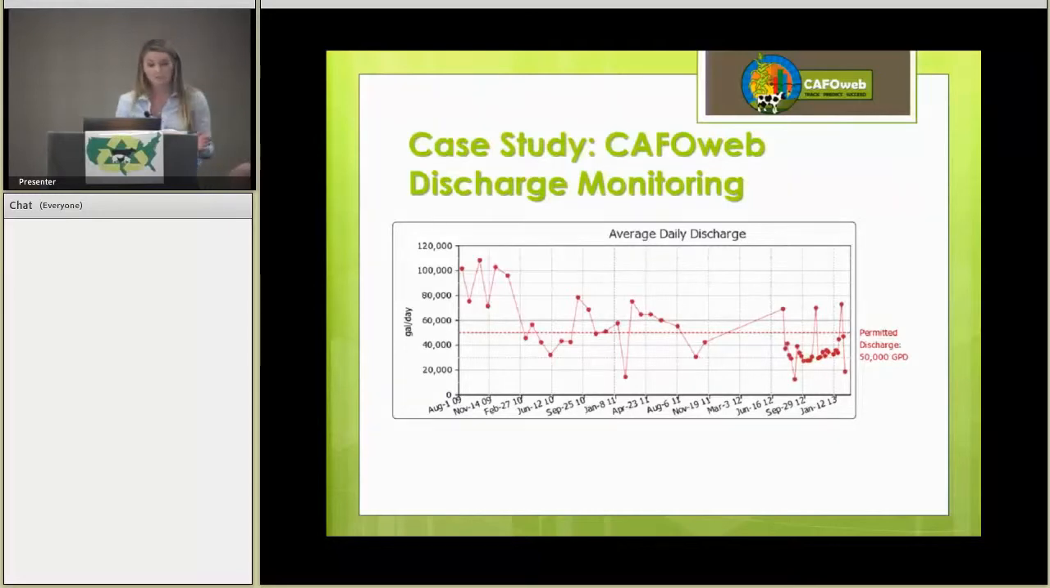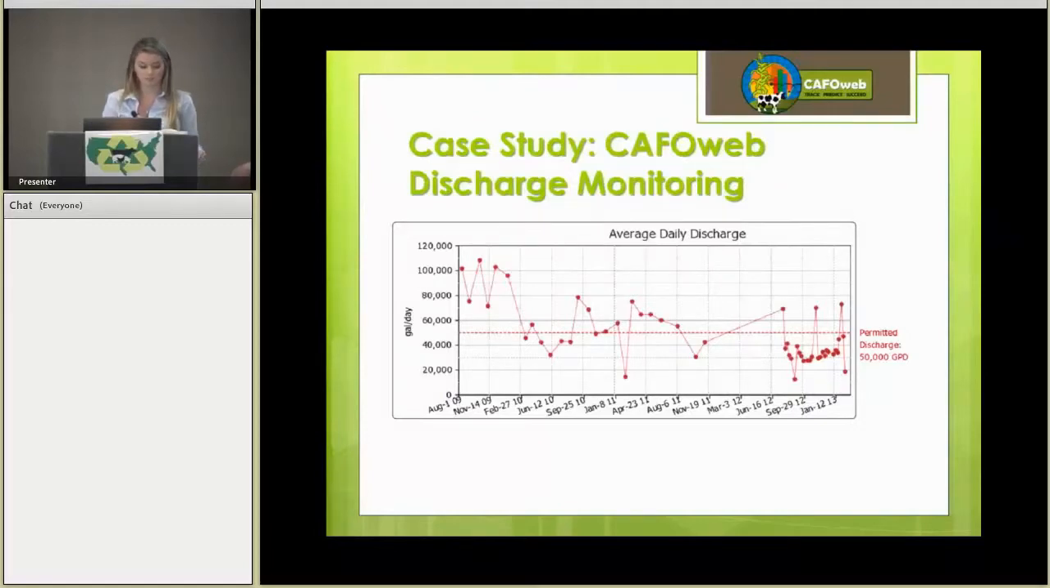Now that the dairyman has CAFOweb, he's able to see his data in graphical format and is more aware of his water use. And when there is a problem, and we see those two spikes at the end in October 2012 and February 2013, he knows in real time and was able to fix the problem before it turned into a bigger issue.